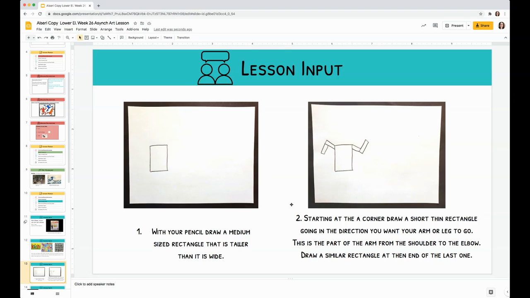Number 2, starting at the corner on the left or right, draw a short, thin rectangle going in the direction you want your arm or leg to go. This is the part of the arm from the shoulder to the elbow. You can draw a similar rectangle at the end of the last one. If you look at their letter L's, this one's upside down, the other one's right side up. So he has one arm facing down, one arm going up. Maybe yours are both up to look like they're waving them in the sky.